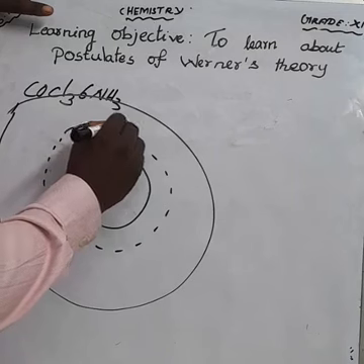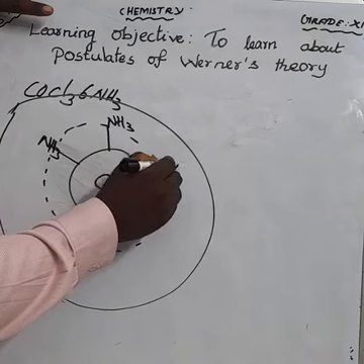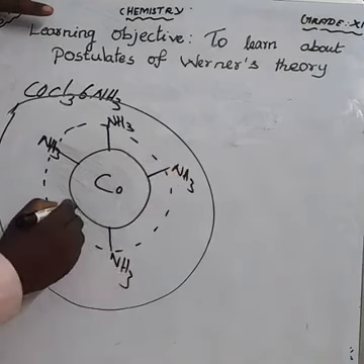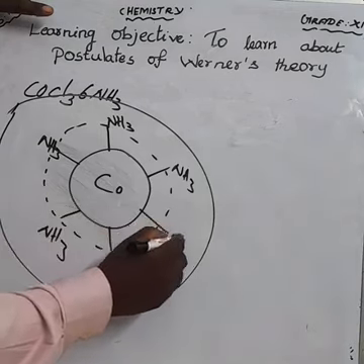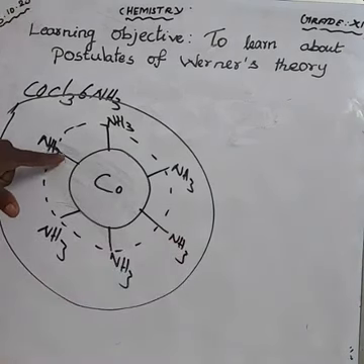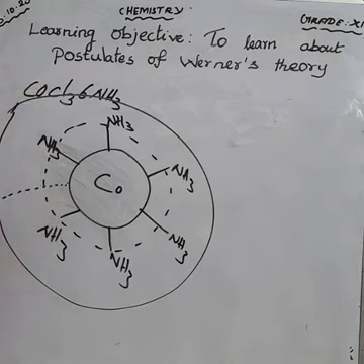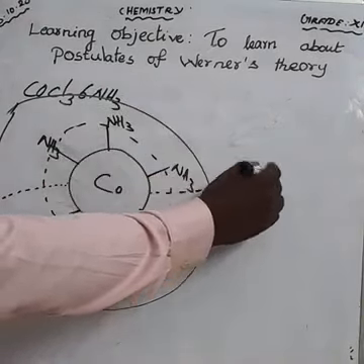Here, ammonia, NH3. The solid line refers to ammonia. Next, the dotted line refers to Cl, the Cl lines.